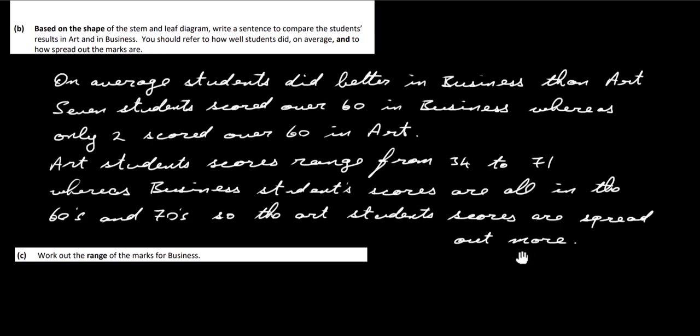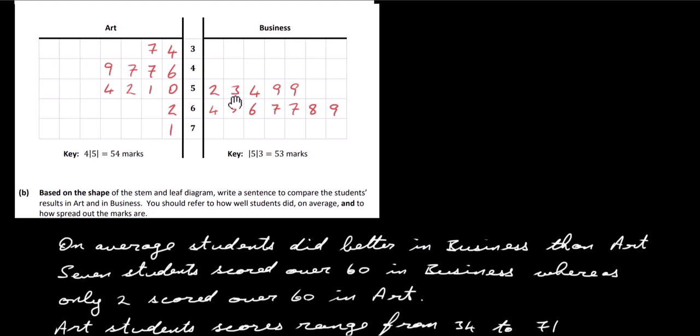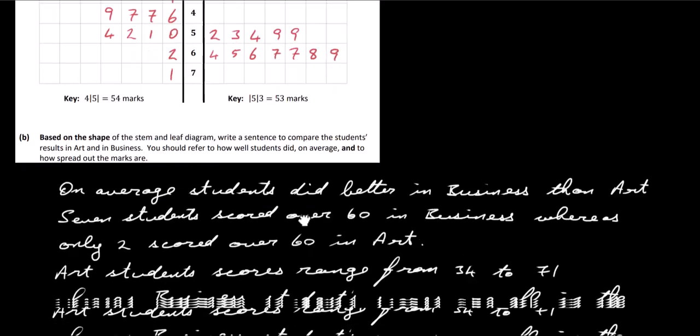Art students' scores ranged from 34 to 71, whereas business students' scores are all up in the 60s and 70s. So the students' scores are spread out more. So you can see that here. You can see in business, the students' results are up here in the 50s and 60s, whereas most of the art students are down here at 30s, 40s and 50s. And only 2 students scored in the 60s and 70s here, whereas 1, 2, 3, 4, 5, 6, 7 students scored in the 60s for business.